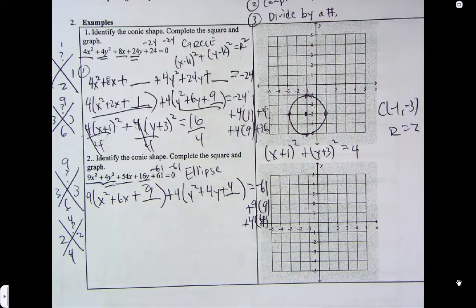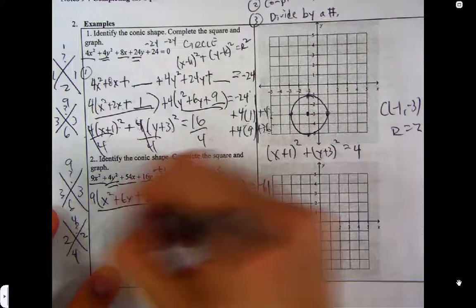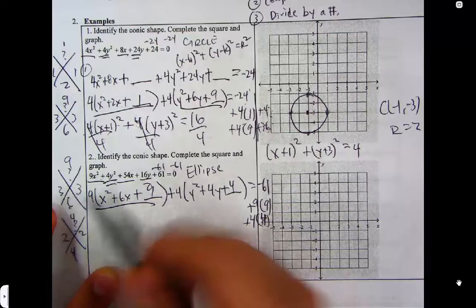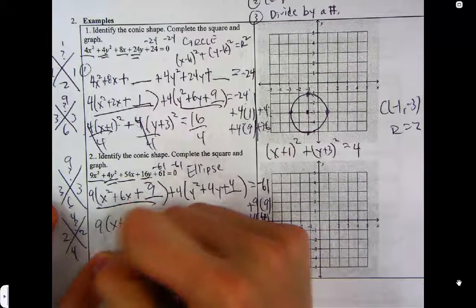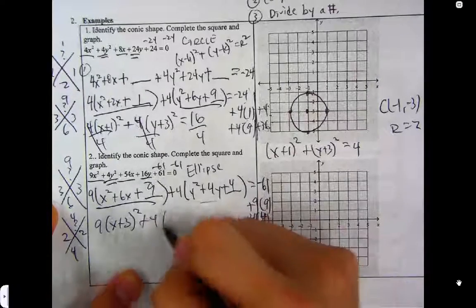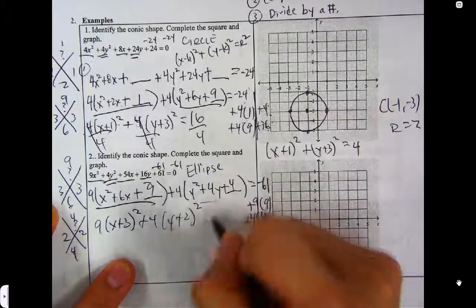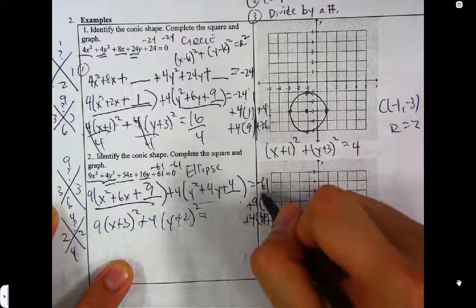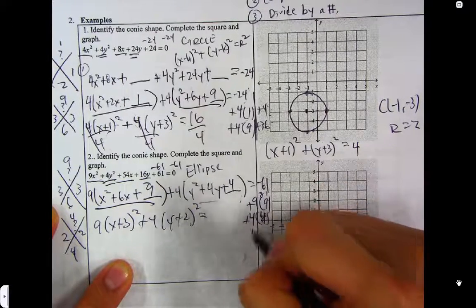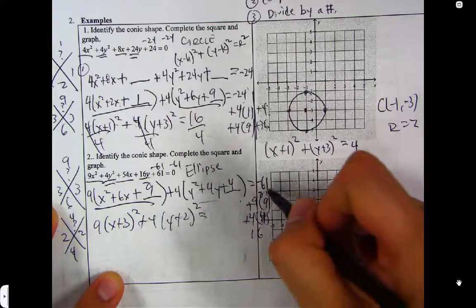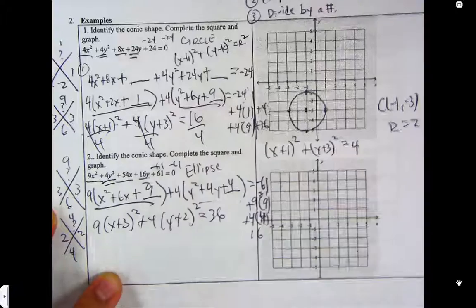We're okay with that? I skipped the first step. Are we okay? We're good? Okay, this factors, we did the diamond here. What does this factor to? 3 and 3. So 9 times x plus 3 squared. Okay? Plus 4 times y plus 2 squared. Equals, do the math. 9 times 9 is 81. 4 times 4 is 16. 81 minus 61 is 20. 20 plus 16 is 36.